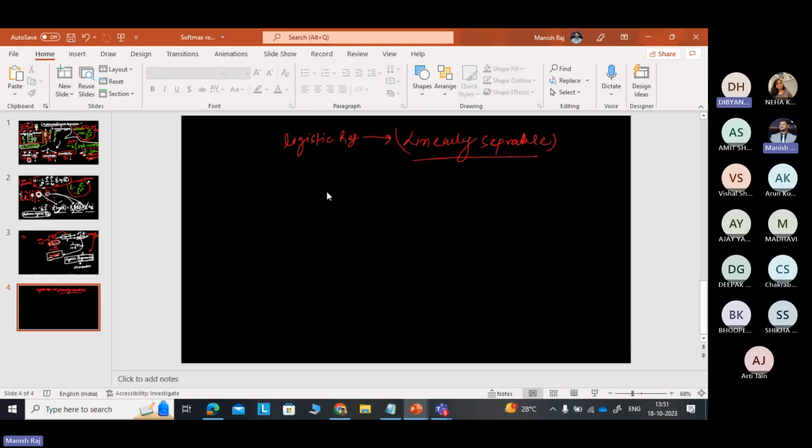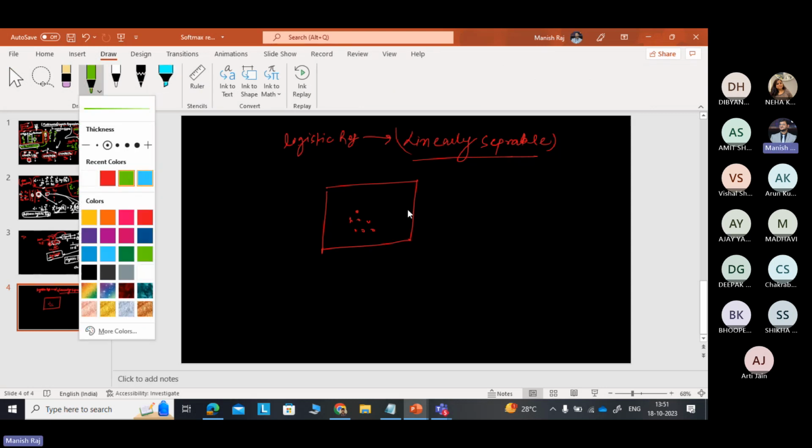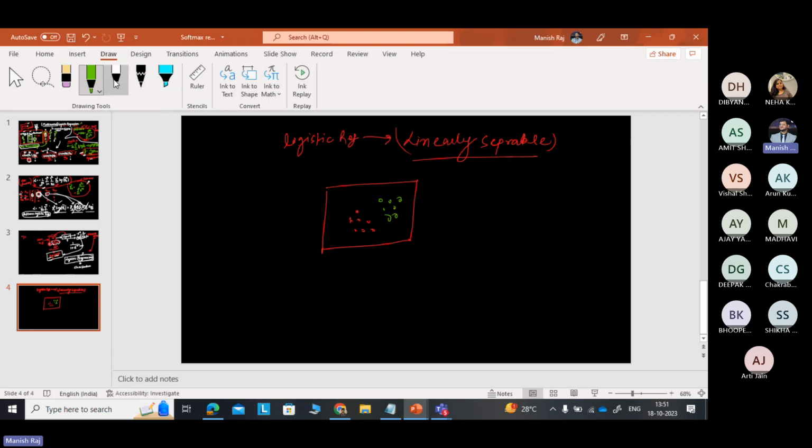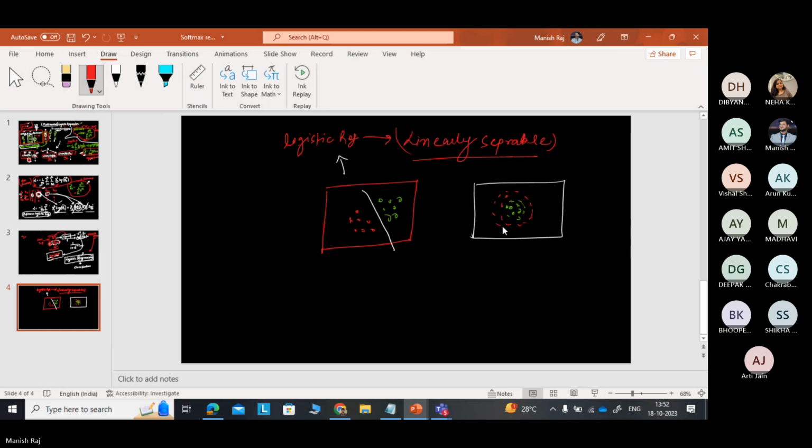What I am saying is, if the data looks like this, some data is here and some data is here, okay. If it is linearly separable, you can do this exercise with logistic regression. But if the data is looking like this, and this type of data, where the green is one class and the red is one class, then this data is not separable linearly.